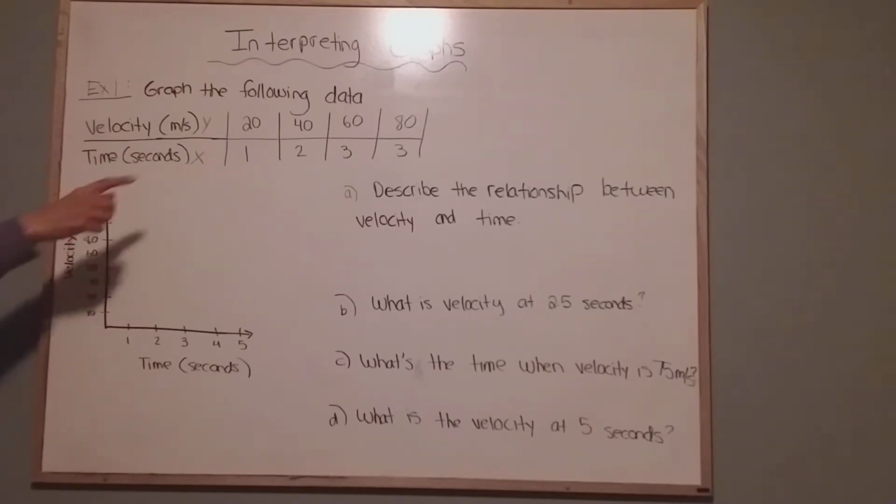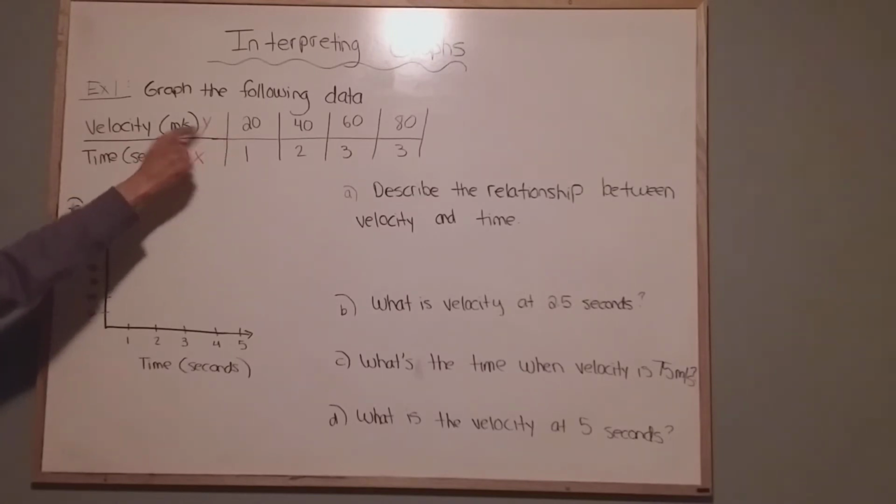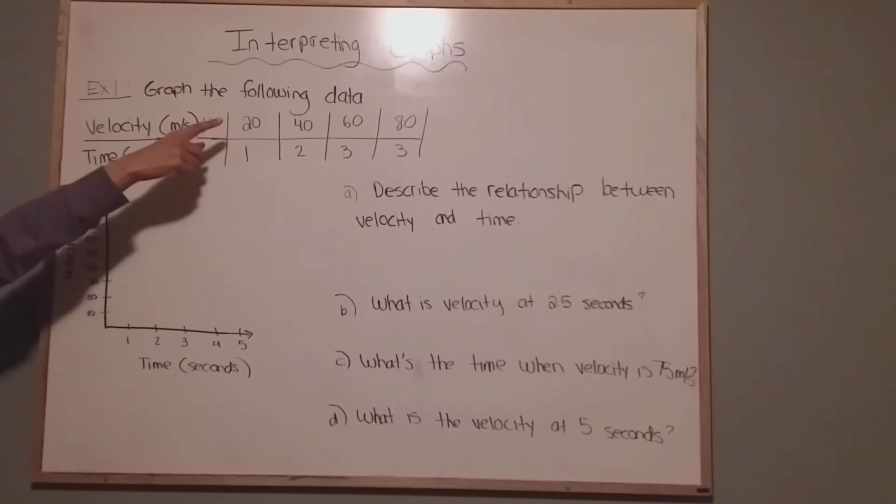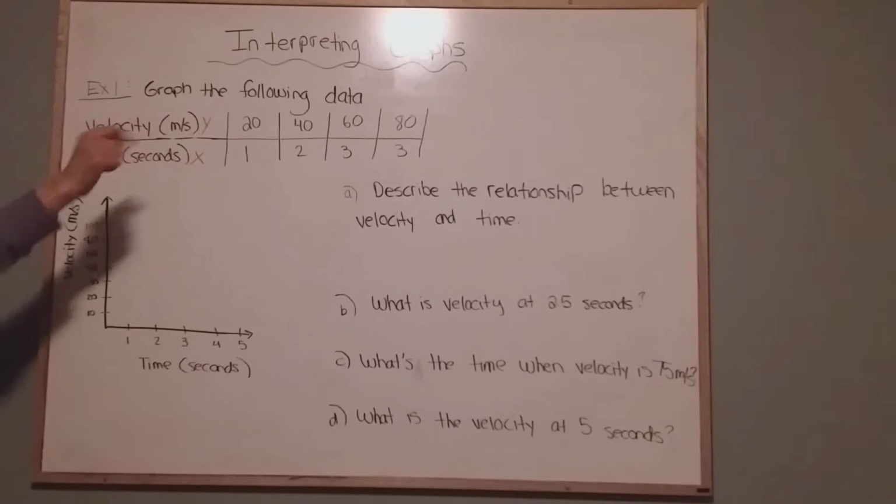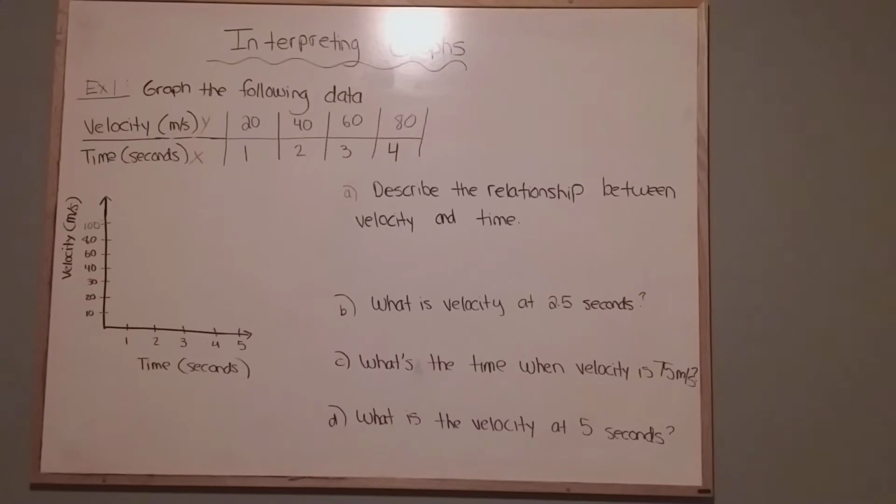They're saying in 1 second, you travel 20 meters per second, and 40, 60, 3. Oh, I wrote 3 twice. It should be 4 and then 80. And I'm just going to fix that. Give me 1 second. So it should be 4 and 80.